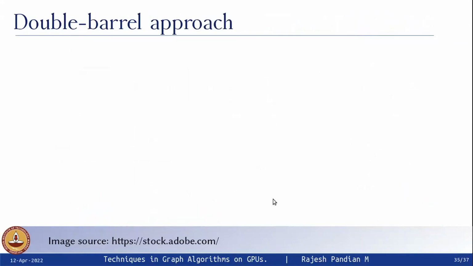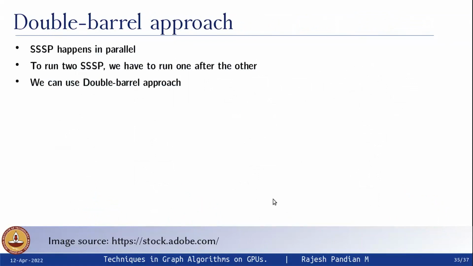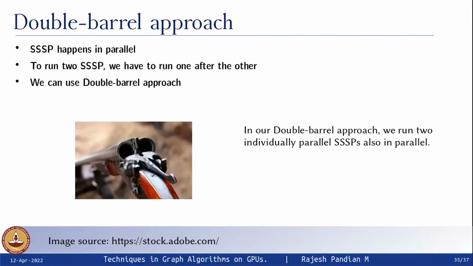We used an approach which is called the double barrel approach. So why do we call that a double barrel? An SSSP happens in parallel, so to run two SSSPs, we would have to run one after the other. But instead, we can use the double barrel technique, which is the following, and this can be generalized to any p SSSPs.